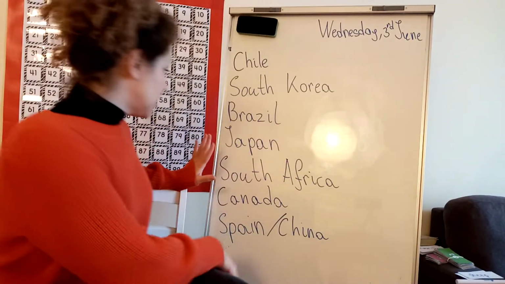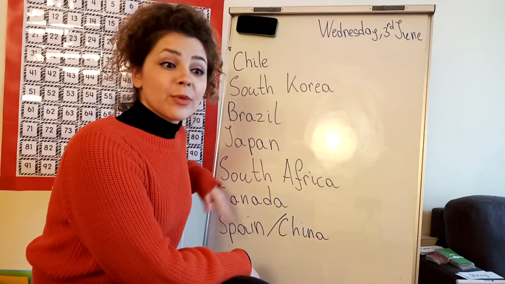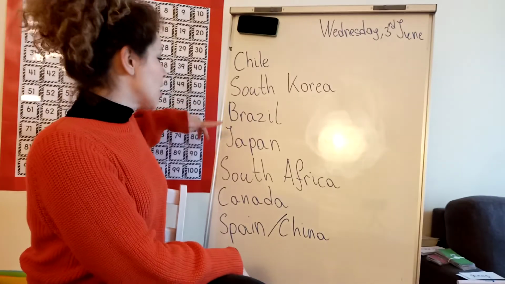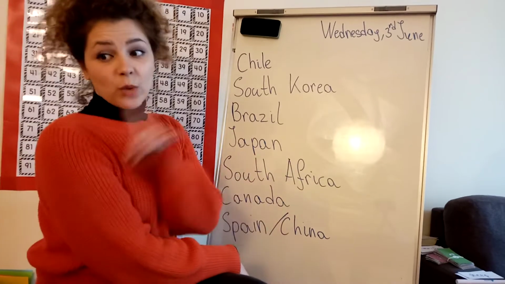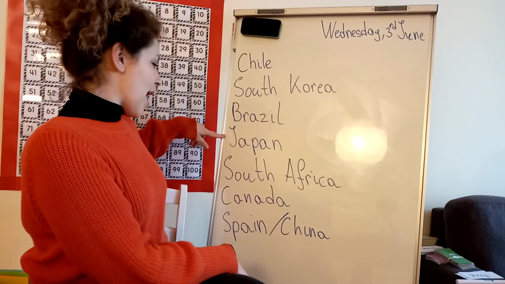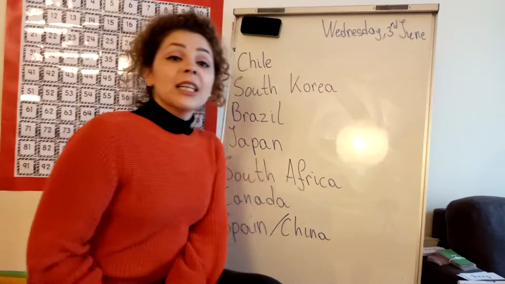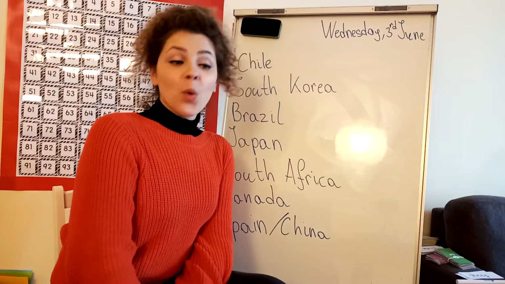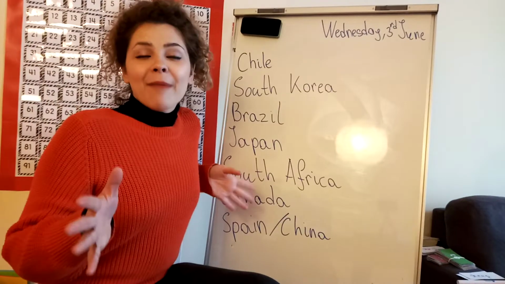Now, talking about traveling to different countries, let me tell you what I have here. So here you can see a list of many different countries. So what I'm going to do, first I'm going to read this to you. Chile, South Korea, Brazil, Japan, South Africa, Canada, Spain, and China. So one more time. Chile, South Korea, Brazil, Japan, South Africa, Canada, Spain, and China. Now, why do I have all these countries here? Can you already guess? Well, these are the countries where you come from.